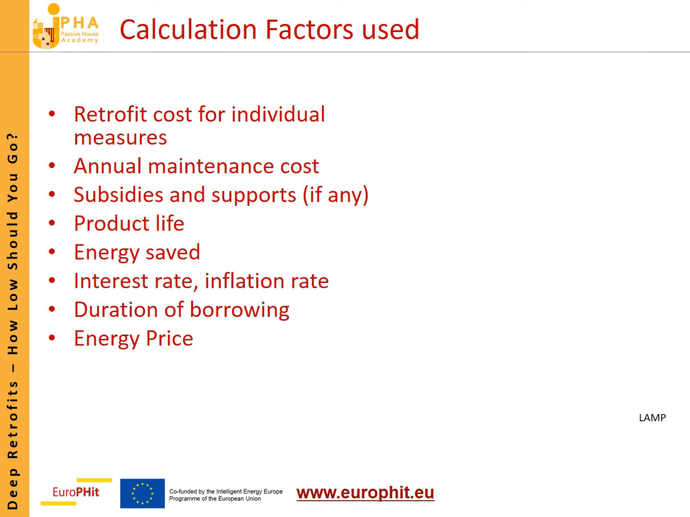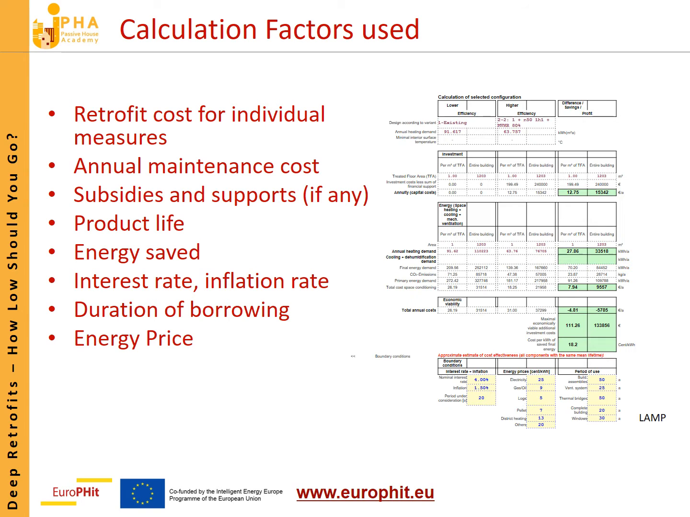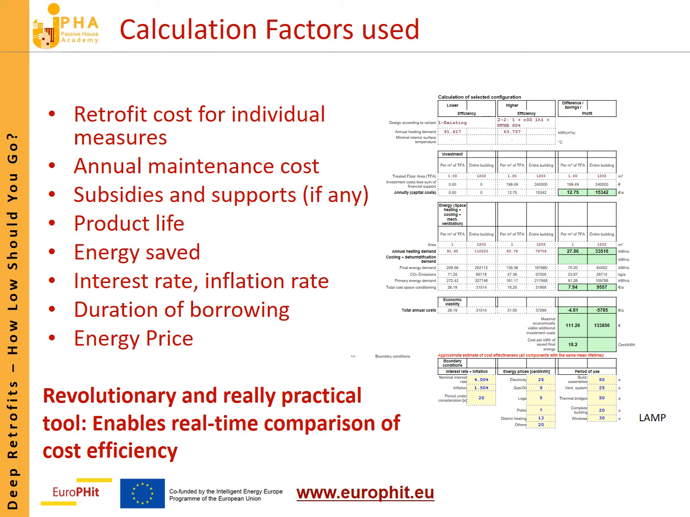And the factors used to measure cost optimality are listed here. So what is the cost of the individual measure? If there's any maintenance costs, are there any subsidies? What's the life of the product? For example, wall insulation might last 50 years, whereas roof insulation might last 100 years, depending upon the setup. How much energy are you saving? What is the interest rate? What is the duration of borrowing? And what is the energy price? And if we put all these factors into the new version of PHPP, which is PHPP 9, it'll basically tell us what the cost to save 1 kilowatt hour of energy is.